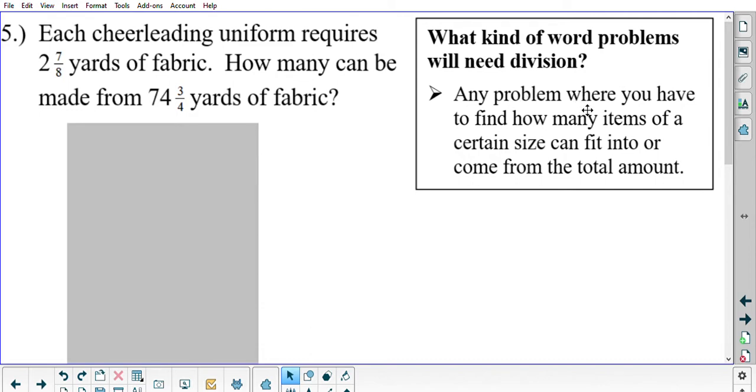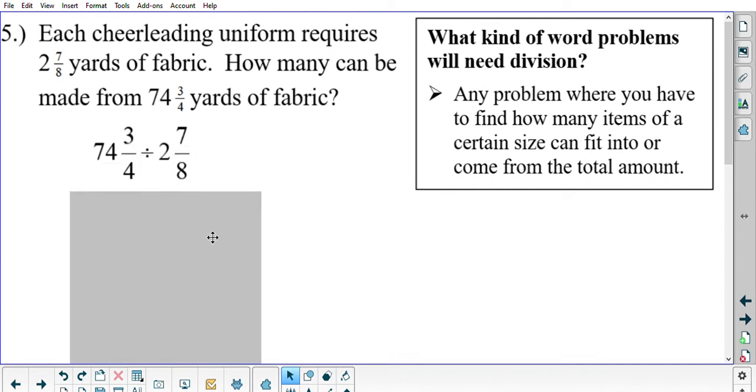That's what I mean by this box. How many items of a certain size can fit into or come from a larger total amount? That is a classic type of division problem. But let me warn you, the order does matter. The total amount should be first divided by the amount that each of those smaller pieces are made up of. In this case, the 2 7/8. If you switch the order, your answer will not make sense because the order of division does matter.